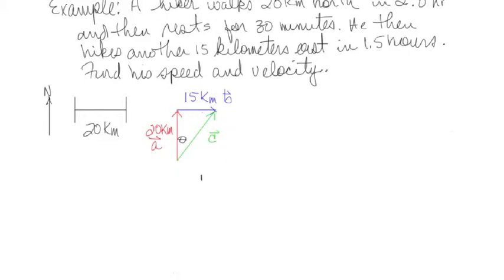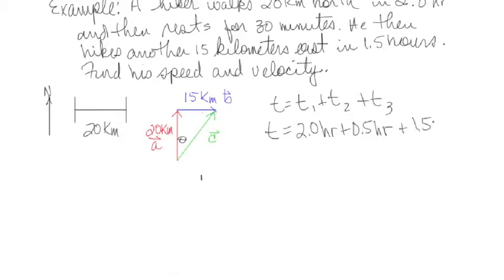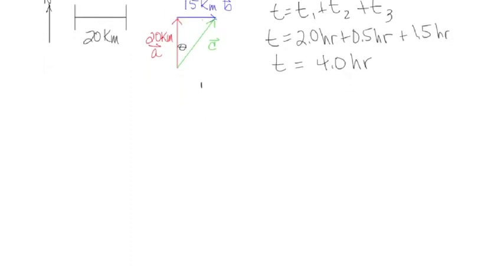We're going to start out by finding our total time. T1 plus T2 plus T3. So our total time is 2 hours plus a half an hour for his rest plus 1.5 hours for the last leg of his hike. So we get a time of 4 hours total. Now notice, because we're talking about the average speed or velocity, we use the total time including the rest time.